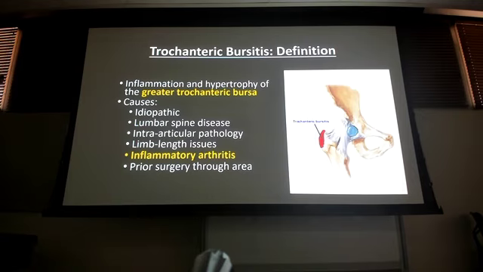Limb length, right? Leg length discrepancies. If you have somebody who has one side shorter than the other, do they walk differently? Do they have an antalgic gait sometimes? Absolutely. So those stressors in that area can cause them to have this trochanteric bursitis.